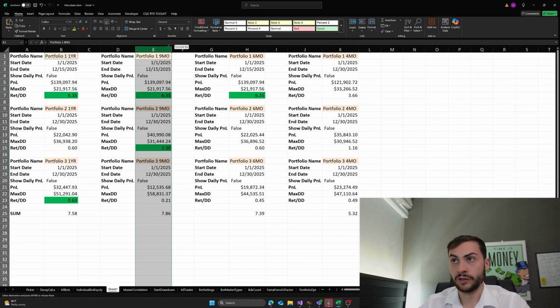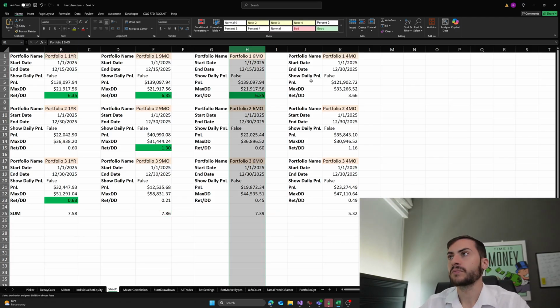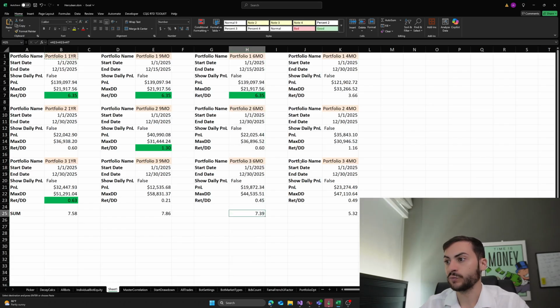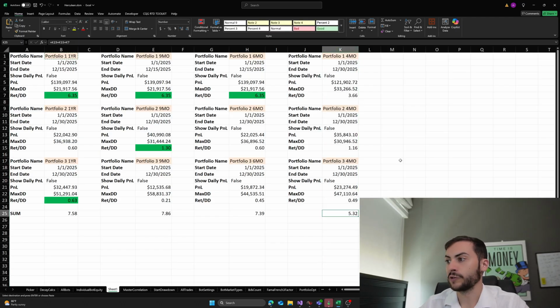9 months, 2 of the 3 portfolios did the best, and we got a 7.86 return to drawdown when you summarize them. 6 months, only 1 portfolio was the best, and we got a 7.39. And then we did 4 months, they were all not the first choice best portfolio, and a 5.32 return to drawdown.